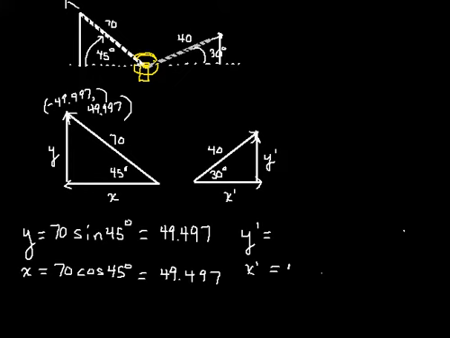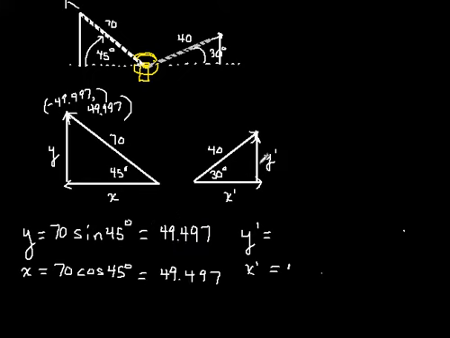Okay, so we know that y equals 70 sine of 45 degrees, and that's 49.497, and x is 70 cosine of 45 degrees, and that would be 49.497. And just to note, in case you haven't noticed it yet, sine of 45 and cosine of 45 degrees are both the same. They're square root of 2 over 2. So these will always be the same if you have 45 degrees.